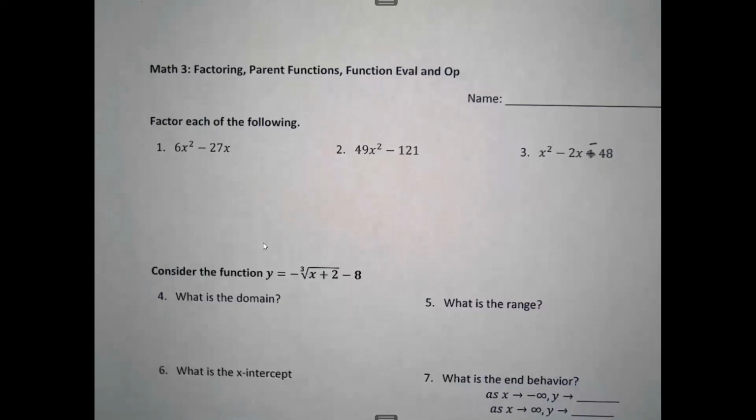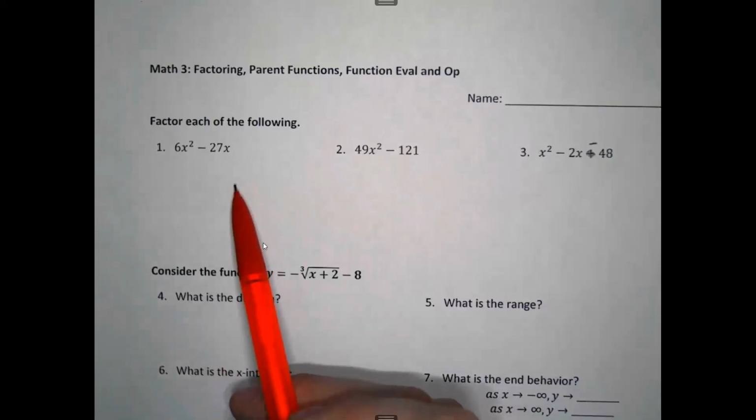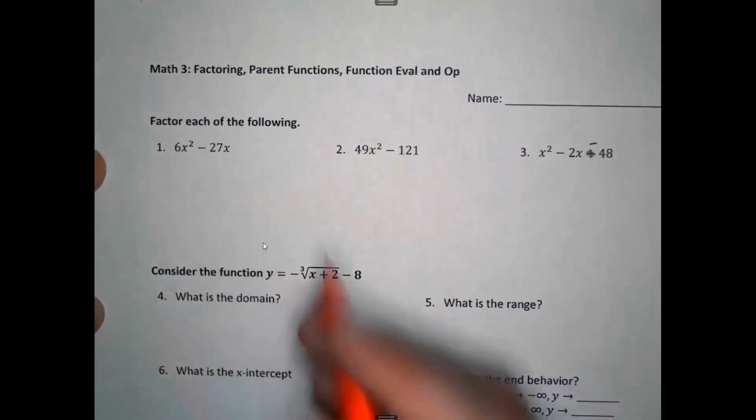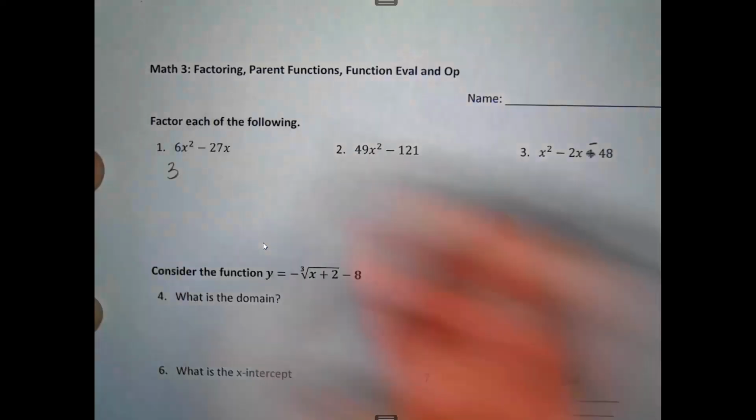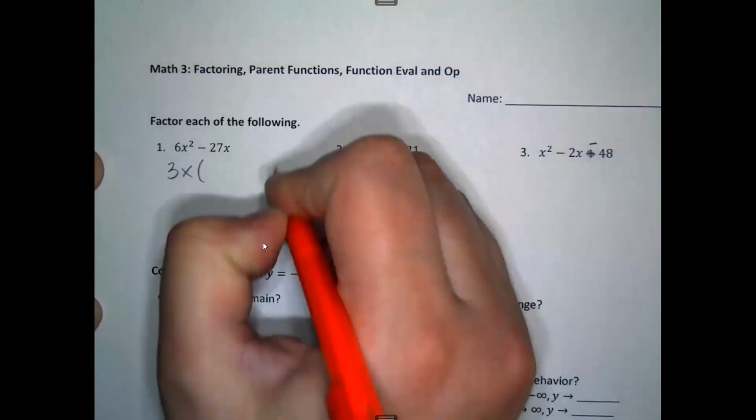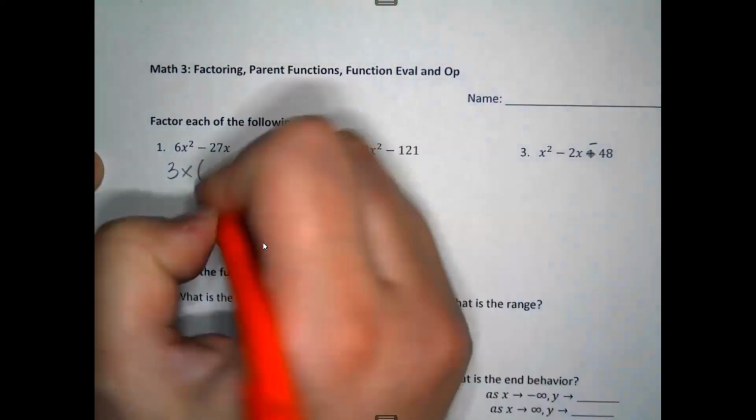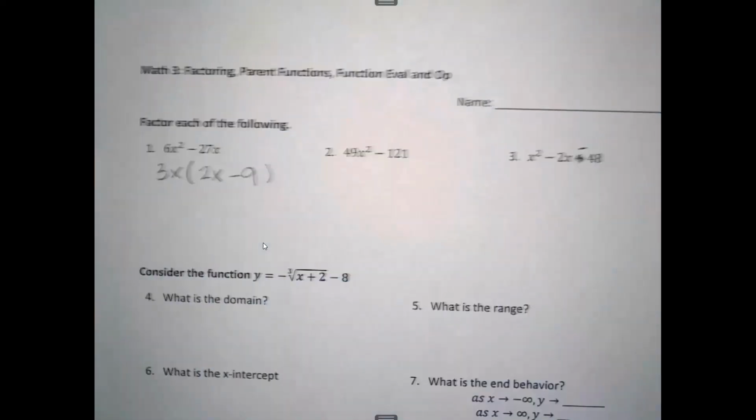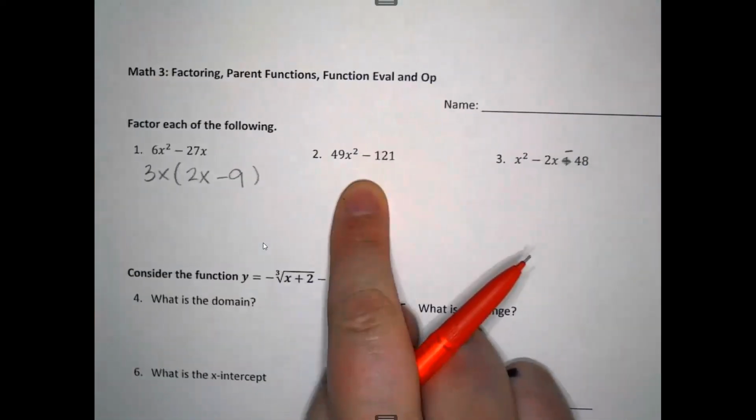All right, so number one is a GCF. Anyone figure out what the GCF was? 3 and x. And then what's left over? 2x minus 9. Okay. Number two is difference of squares.